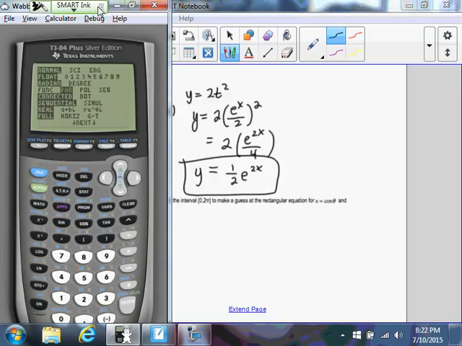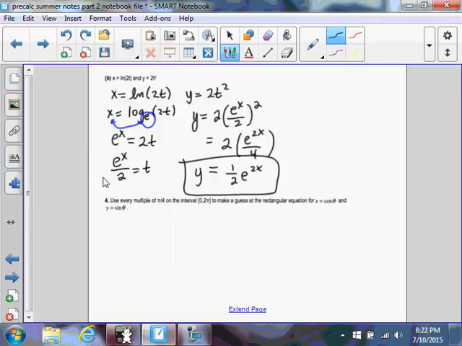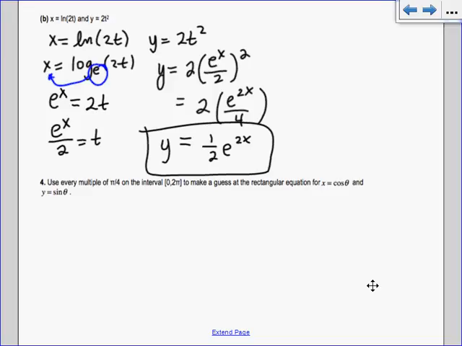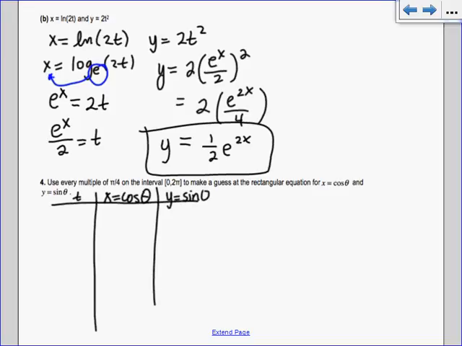Okay, so then the very last example says use every multiple of pi over 4 on the interval 0 to 2 pi to make a guess at the rectangular equation for x equals cosine theta and y equals sine of theta. Okay, so this one takes a little bit of time. So you have t, you have x equals cosine theta, and you have y equals sine of theta. And so I told you to use every multiple of pi over 4. So I'm going to have 0, pi over 4, pi over 2, 3 pi over 4, and pi.